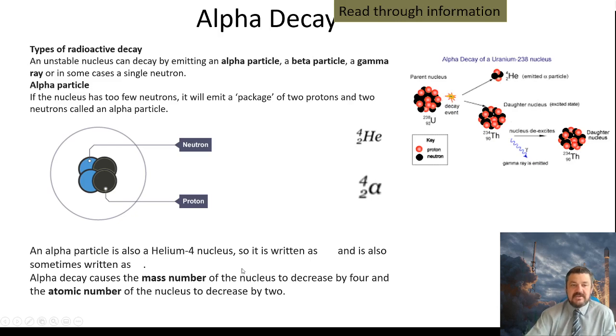Alpha decay causes the mass number of the nucleus to decrease by 4, and the atomic number of the nucleus to decrease by 2. So if we take a uranium atom here, we have an alpha particle which is emitted, 4 and a 2. Now we can see here the mass number is 238 and the atomic number is 92. Remember, the mass number is the amount of protons and neutrons added together. The atomic number is the amount of protons only. 4 and a 2 gets emitted as an alpha particle. What we are left with is 234 for our mass number and 90 for our atomic number. Take 4 away to get that, take 2 away to get that.